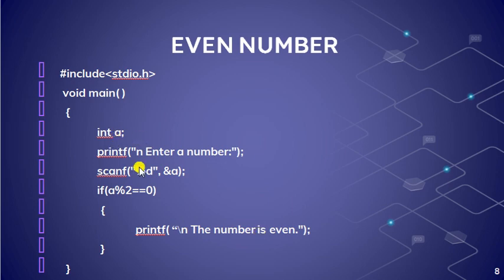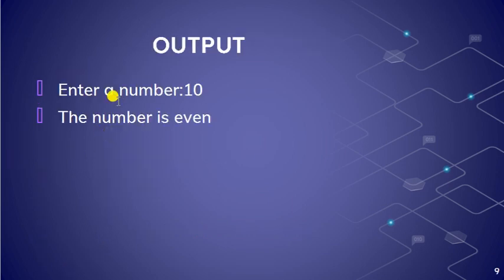When we enter a as 10, it will check whether 10 % 2 equals 0 or not. We know that 10 % 2 equals 0, the remainder is 0. So the output will be "the number is even". That will be the output. So here we can see the output will be like this. First "enter a number" will be displayed on the screen, then we enter 10, then the output will be "number is even". Okay, so that is an example for the if statement.